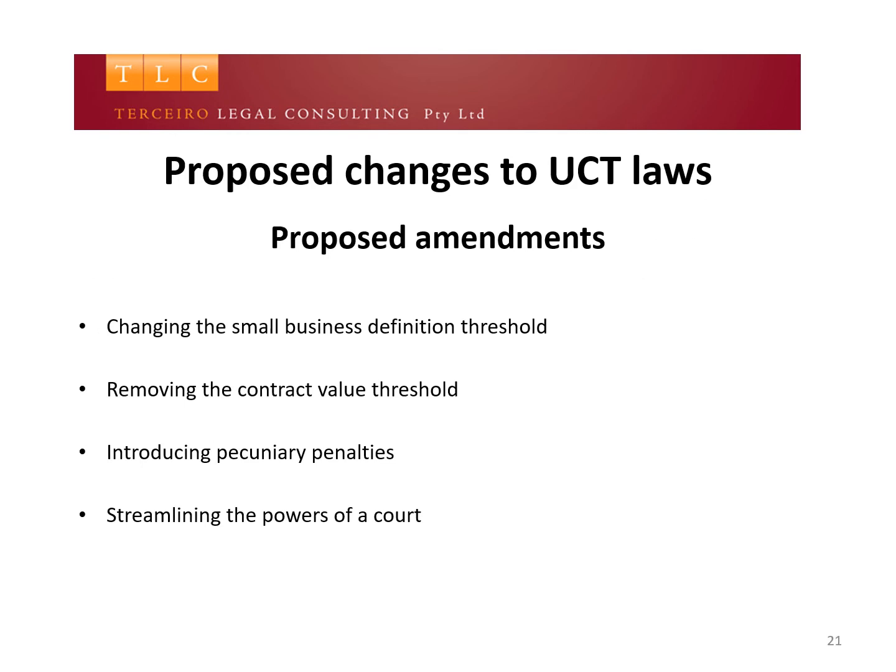Now, I'll go through the proposed changes to the UCT laws quite quickly. There are 4 major proposed amendments. The first is changing the small business threshold, removing the contract value thresholds. The second, introducing pecuniary penalties, and then streamlining the powers of the court.